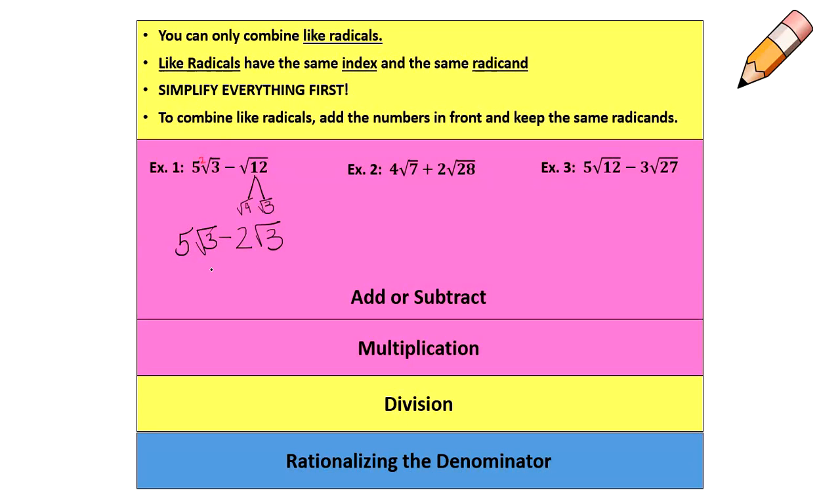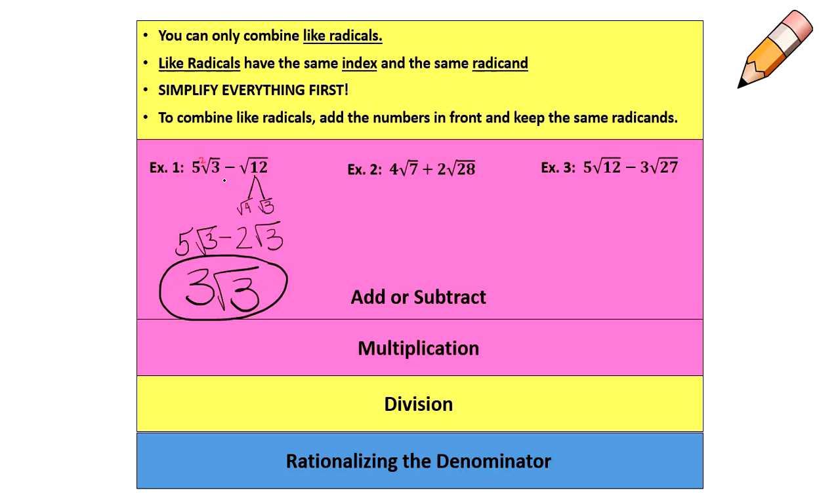Now notice, guys, I have like radicals, right? So all I'm going to do is subtract the numbers in the front. So 5 minus 2, that is 3 square roots of 3. So 5 square roots of 3 minus the square root of 12 is 3 square roots of 3. Something to be aware of.